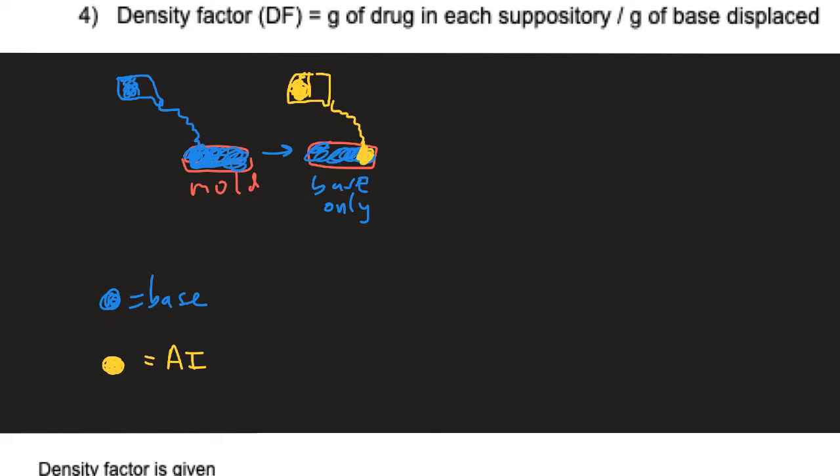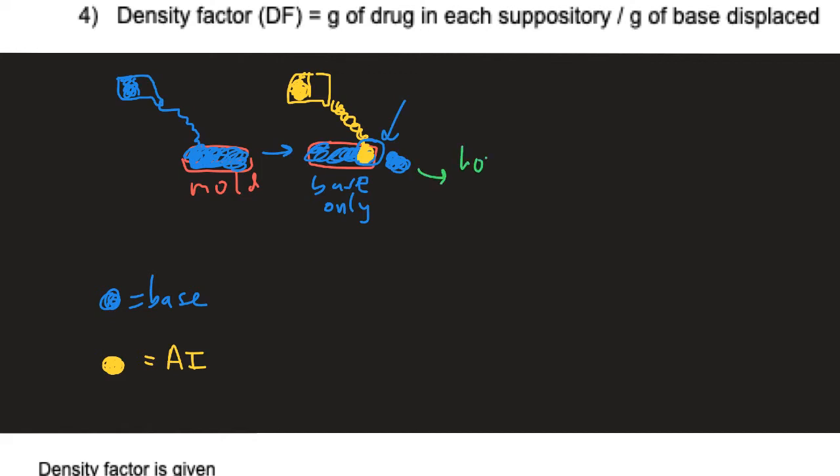As you know, one of the big laws of physics is that two things can't occupy the same space. So once you fill this AI into the mold cavity, you're going to displace or remove a particular amount of base, the particular weight of base that was taken up by the AI. How much is that? Well, it depends on the density.